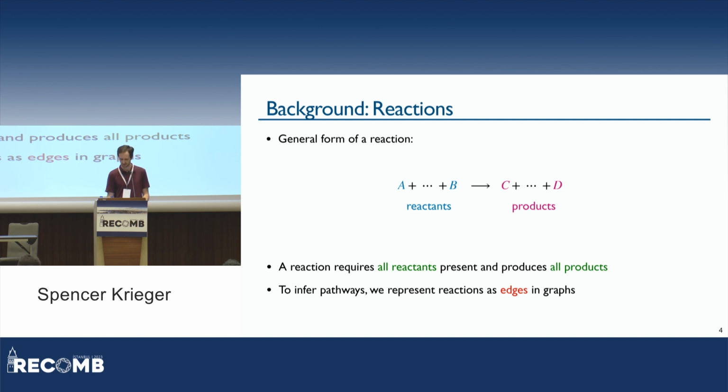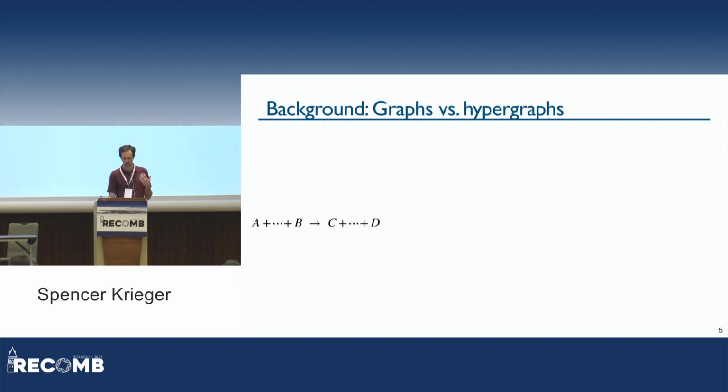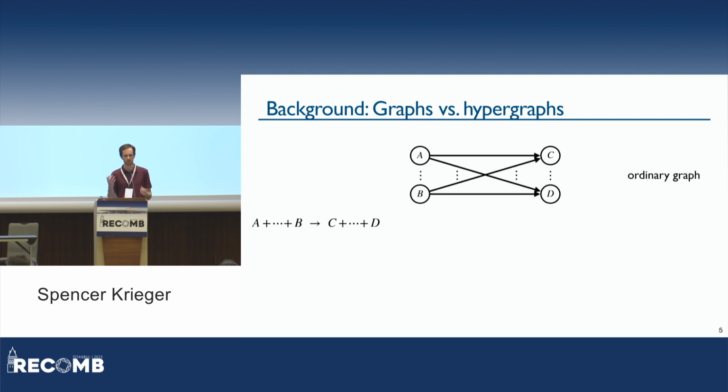So what we want to do to infer these new pathways is to represent these reactions as edges in graphs. I'll show you here based on this reaction from the previous slide. These are typically represented using ordinary graphs, where each molecule in the reaction is represented by a vertex, and each reaction as this set of edges. This model doesn't accurately represent these reactions, since you can traverse this top edge from A to C without ever reaching the other reactants. And when you reach C, you've not reached all of the products.